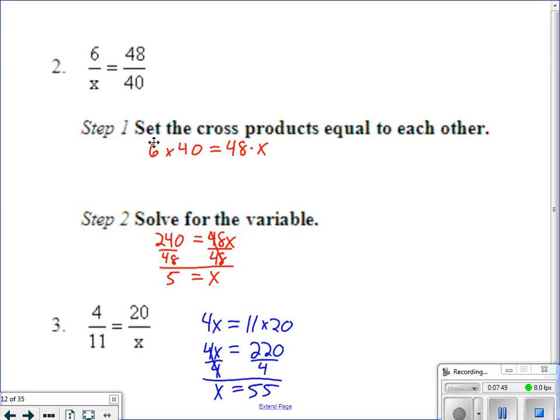All right, so that's what you're going to be working on in your assignment: solving proportions, identifying if they're equivalent or not. Again, if ratios are equivalent, when you multiply the cross products, you will get the same number. Okay, the cross products are equal.